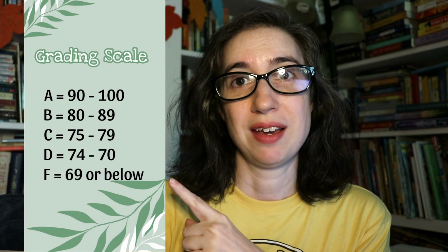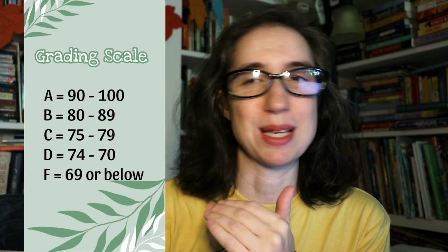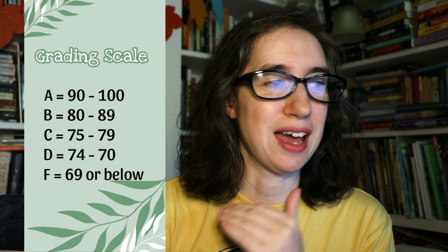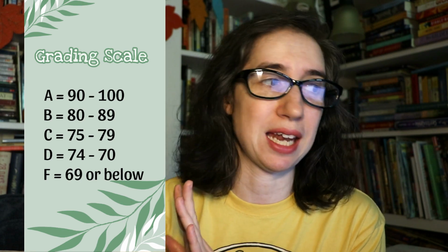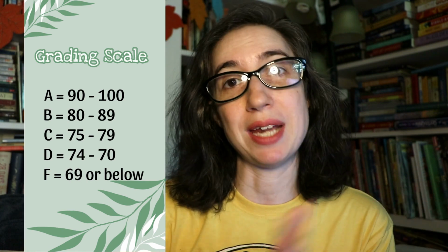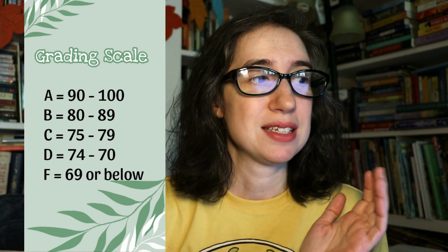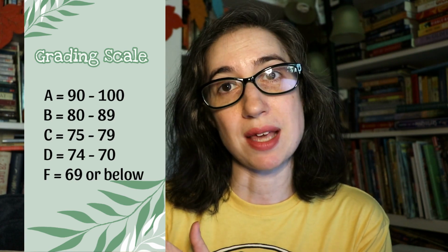I like to keep it very simple and make things easy, so the grading system I use is this one. It's just based on 10 points per grade except for C and D. And F, of course, is anything under a 69. So it's really simply laid out. A would be anywhere from a 90 to a 100. B is anywhere from an 80 to an 89. C is anywhere from 75 to 79. D is 74 to 70. And anything under 70 is an F.